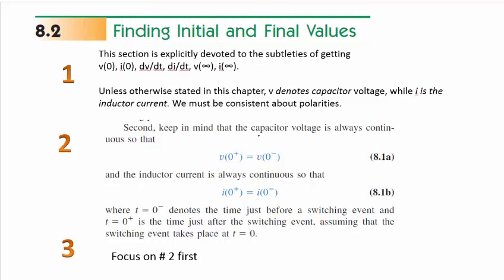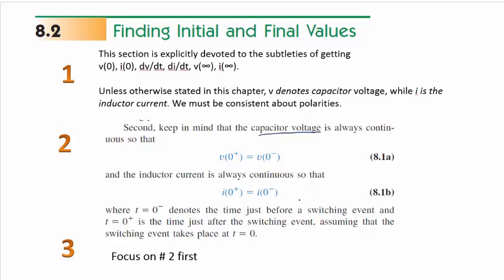So capacitor voltage is always continuous, and we say there's always going to be some switch event here. So the voltage right after the switch closed is the same as the voltage right before the switch closed. And our switches are always closing at t equals 0 in this chapter. And the inductor current is always continuous.